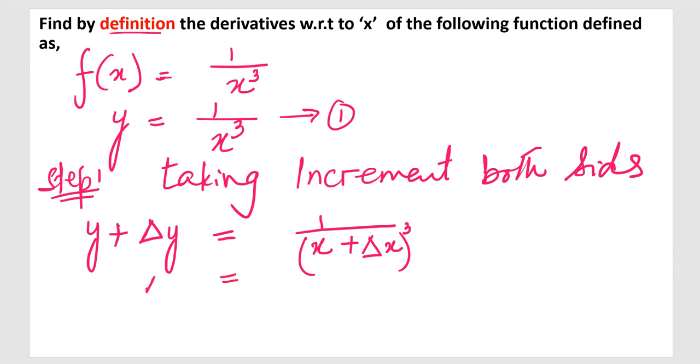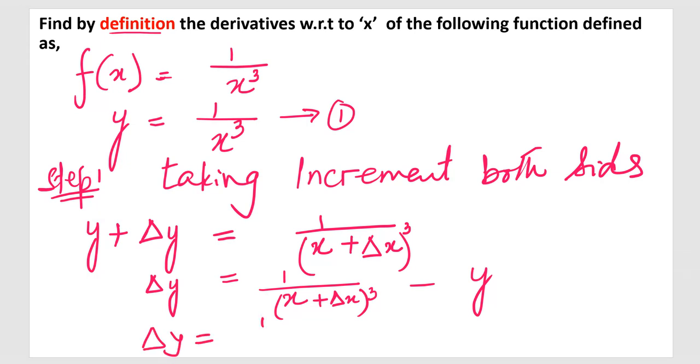In the next step, we will take y from the left hand side of the equation to the right hand side, and the sign of y will change. It is positive now, but when we take it to the right hand side, it will be negative y. In equation number 1, y is equal to 1 divided by x cube, so I am going to put this value of y. So it is delta y equal to 1 over x plus delta x cube, negative 1 over x cube.